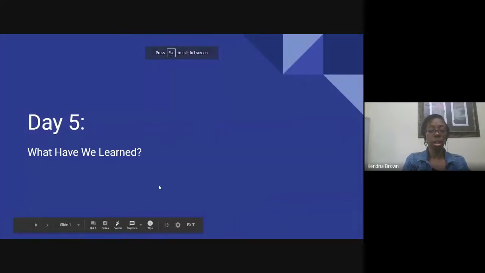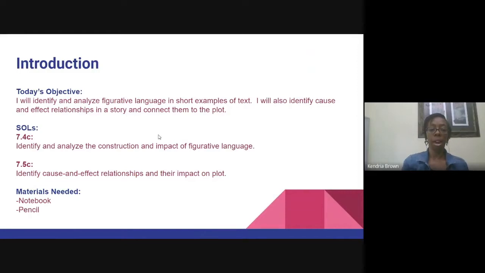Okay, so our final lesson is what have we learned? Again, we will identify and analyze figurative language in short examples of text. We will then also identify cause and effect relationships in a story and connect them back to the plot. For today's lesson, you need a notebook and a pencil.